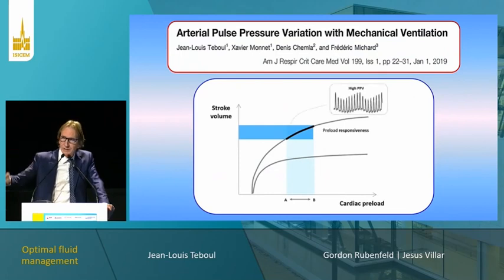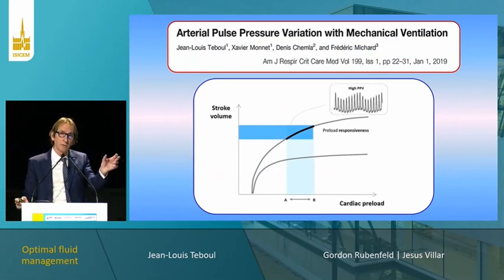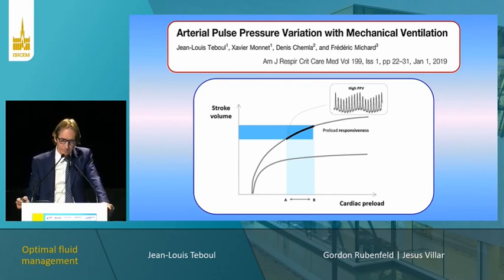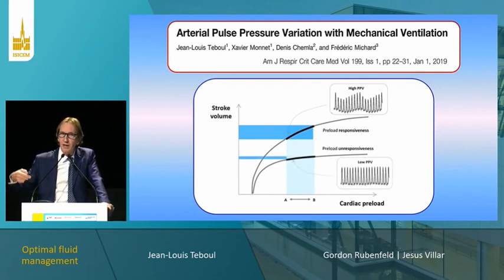I don't want to go into detail, of course. You know that when you have a high pulse pressure variation in a patient who is ventilated, but with a tidal volume of at least 8 ml per kilogram, you can predict fluid responsiveness. And the opposite is true, fluid unresponsiveness, which is also a very important concept.